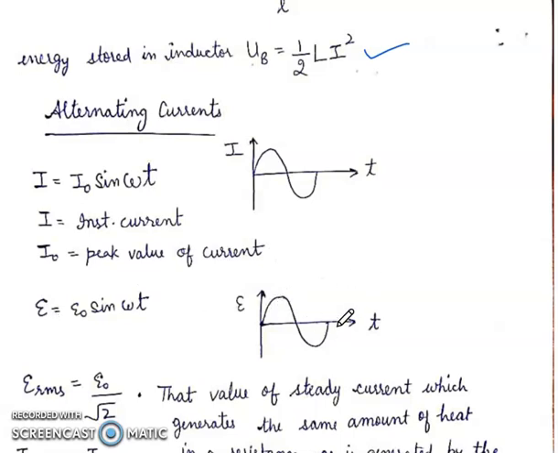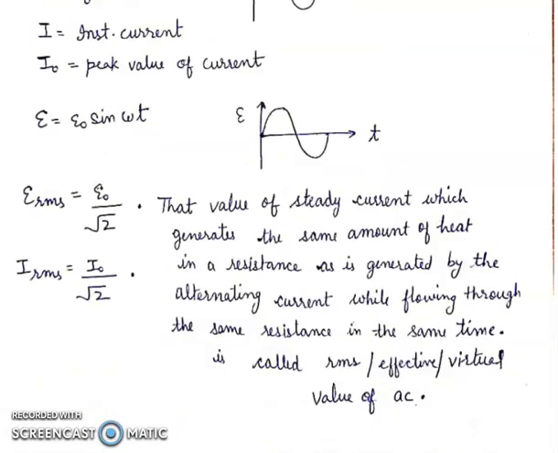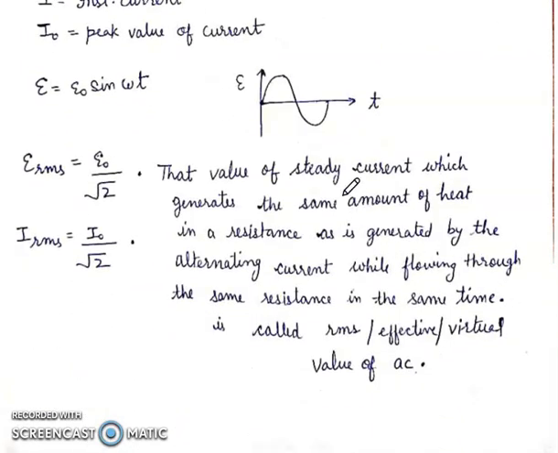Similarly, for the alternating EMF, E is equal to E naught sine omega t. Next is the RMS value of current or RMS value of EMF. That value of steady current which generates the same amount of heat in a resistance as is generated by the alternating current while flowing through the same resistance in the same time is called RMS, effective and virtual value of AC. It is given by E RMS is equal to E naught by root 2 and I RMS is equal to I naught by root 2.